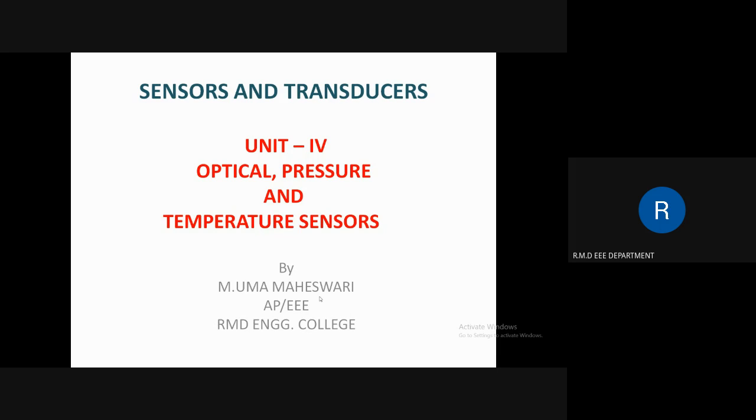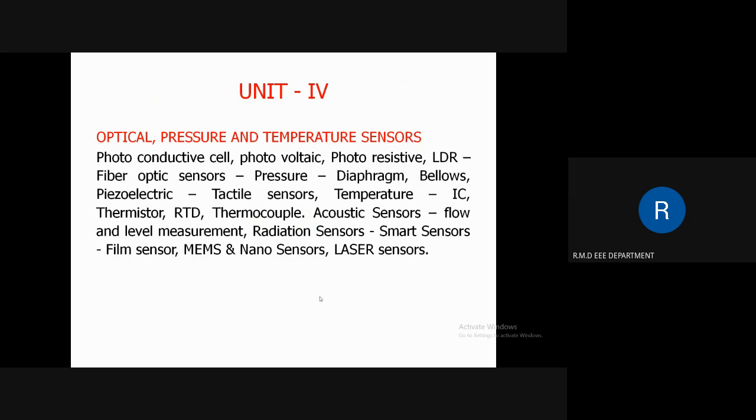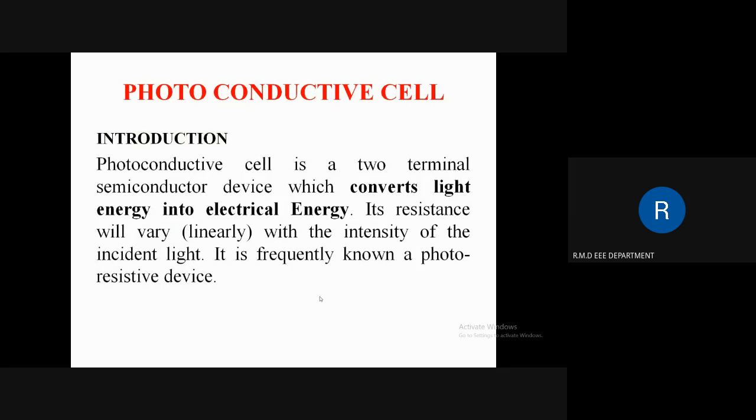In this video, I'm going to discuss the topic optical pressure and temperature sensors, which is in the sensors and transducers fourth unit. In this particular unit, we'll discuss the photoconductive cells. So what is a photoconductive cell? The photoconductive cell is a two-terminal semiconductor device used to convert light energy into electrical energy. Its resistance varies linearly with the intensity of the incident light. It is also known as a photoresistive device.